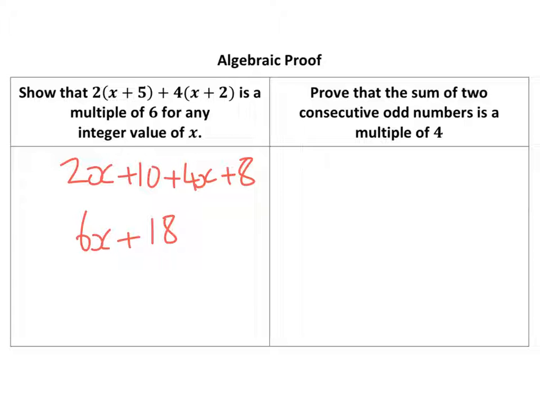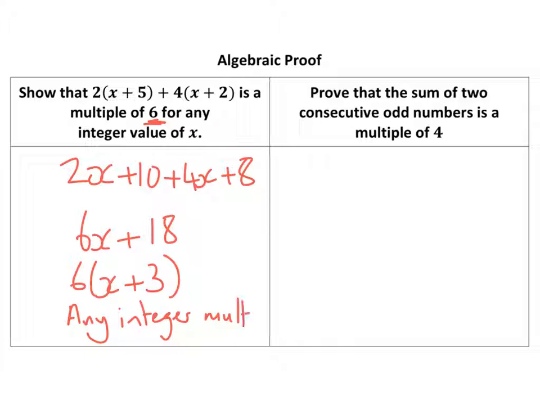Now then, this is the key bit, and this is the proof, or this is how we show that it's always going to be a multiple of 6. So I can factorise out 6. Ultimately what you're looking for is to factorise out the multiple they give you here, in this case 6. Now, you can't just leave it like that. You do have to write a sentence: any integer, because x plus 3 is an integer, multiplied by 6 is a multiple of 6. Fairly obvious that, but there you go. So that's that.